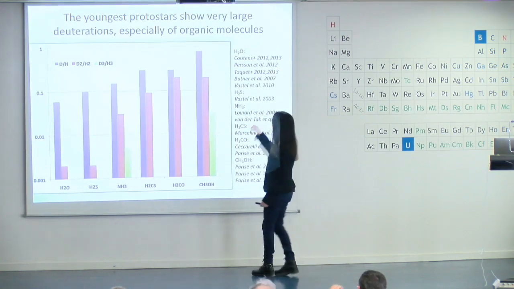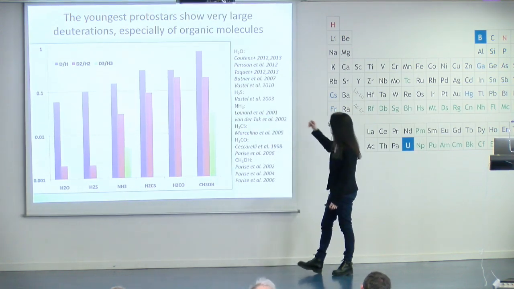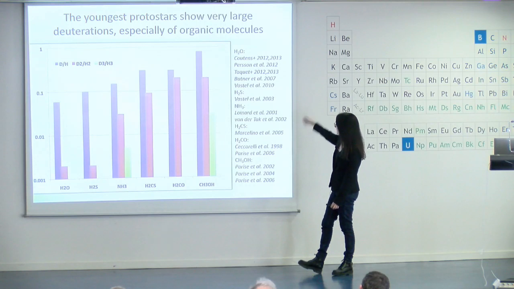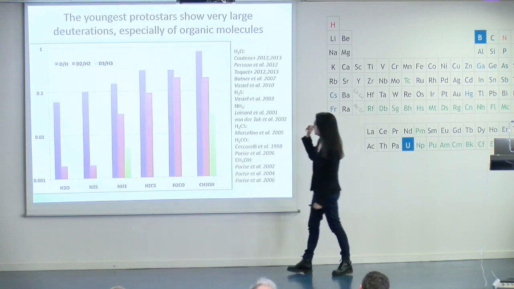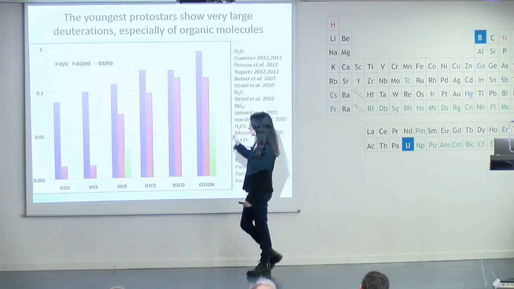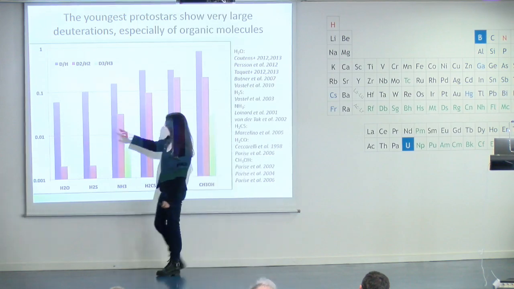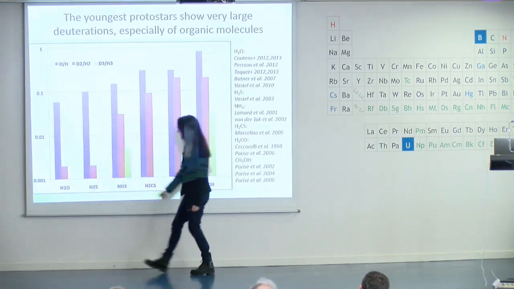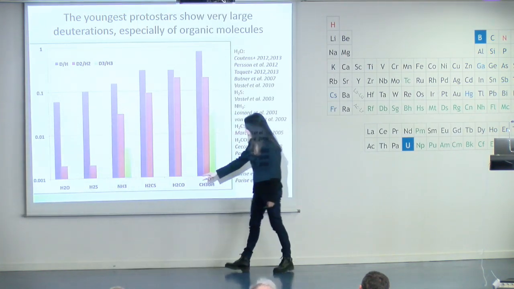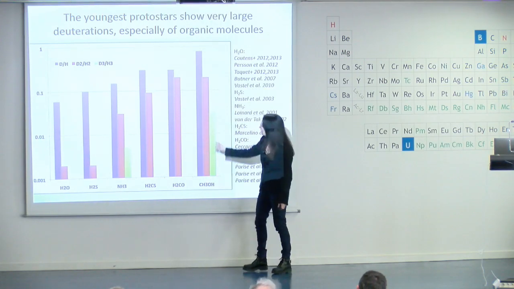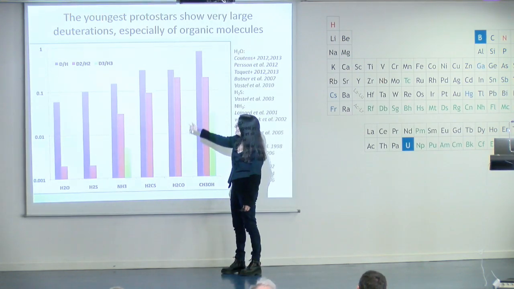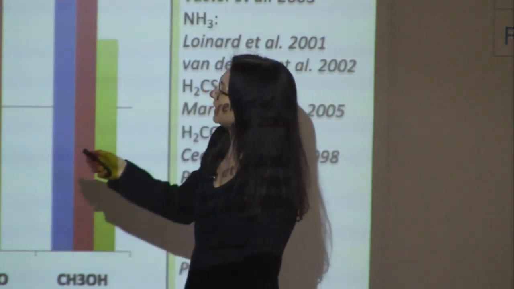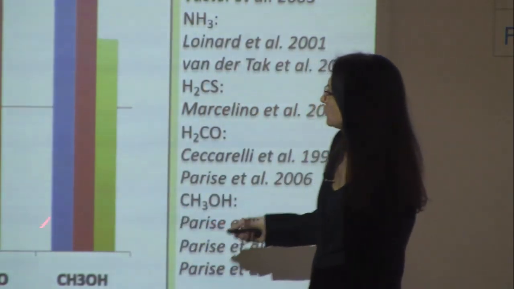So, for example, here is a compendium of papers. This was actually done at the time when we had the Herschel observations. So you see that this is water, H2S, ammonia, and then we have also formaldehyde and methanol. We have here the singly, doubly, and triply deuterated forms of the various species.